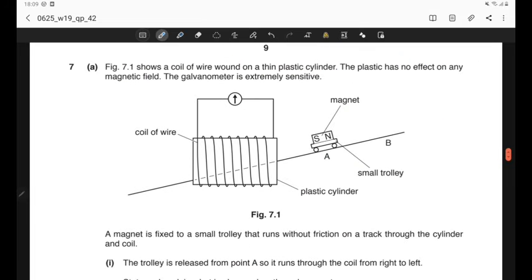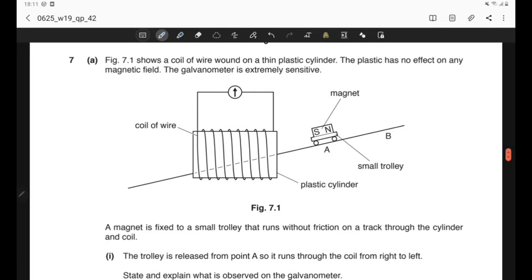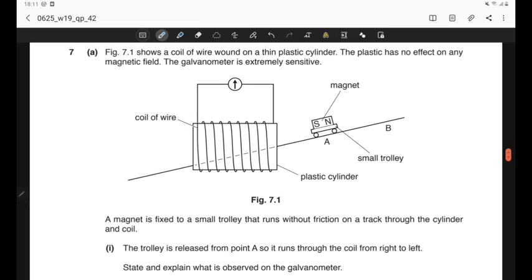Part 7. Question 7. Figure 7.1 shows a coil of wire wound on a thin plastic cylinder. The plastic has no effect on any magnetic field. The galvanometer is extremely sensitive. A magnet is fixed to a small trolley that runs without friction on a track through the cylinder and coil.